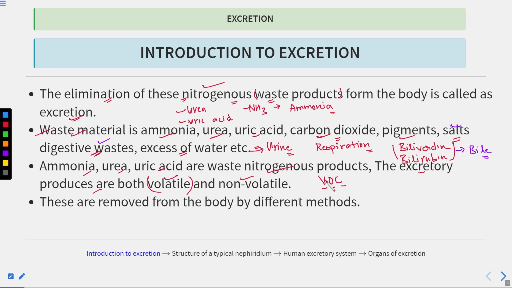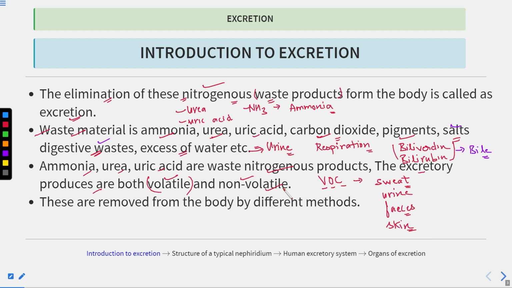Some of the sources of volatile organic compounds are sweat. Sweat contains a lot of ingredients, and some of the ingredients are volatile. What does volatile mean? It means it can change into the gaseous form, so liquid is converted into the gaseous form. Urine also is a source of volatile organic compounds. Feces also. Apart from this, skin also is a source of volatile organic compounds.